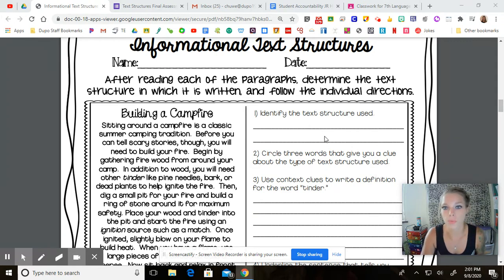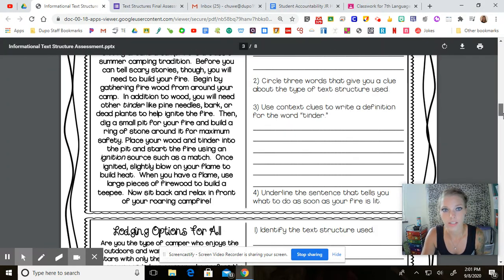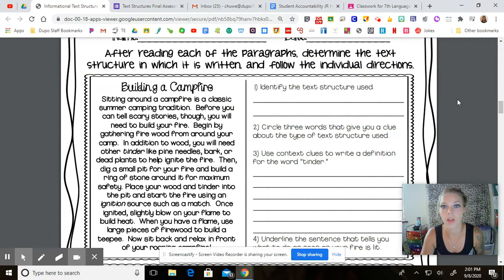So let's look at this first one. It says building a campfire. So I'm going to kind of look at my questions first so I know what I want to look for, and then I'm going to read. So it says identify the text structure used. Now we should know by now the 5 different types. Circle 3 words that give you a clue that helps you know which text structure it is. Use context clues to help write a definition for the word tinder. And then finally underline the sentence that tells you what to do once the fire is lit.